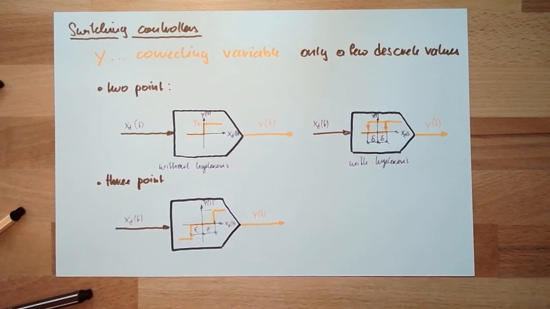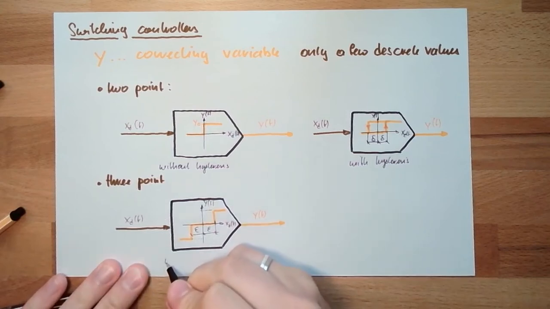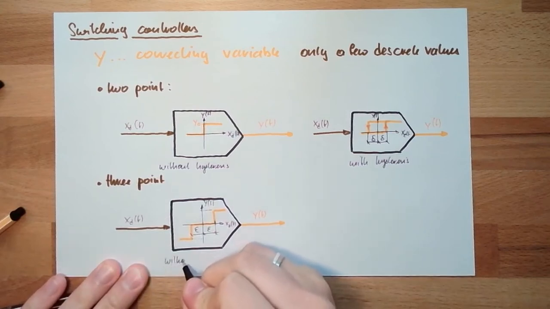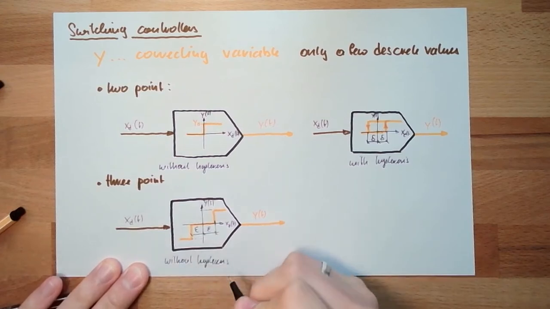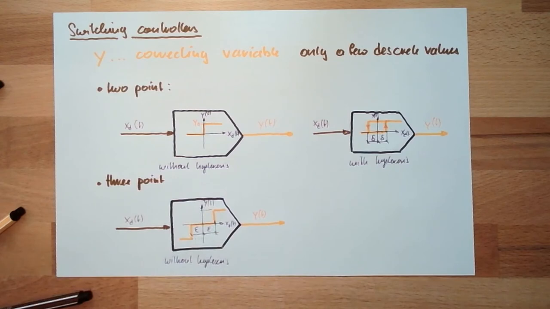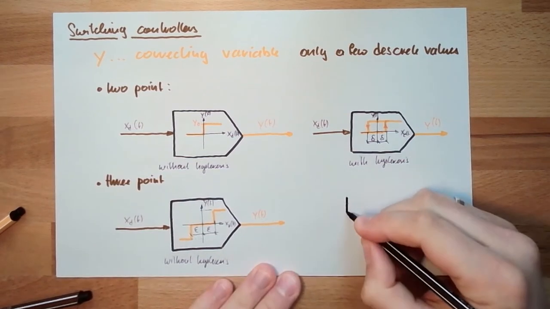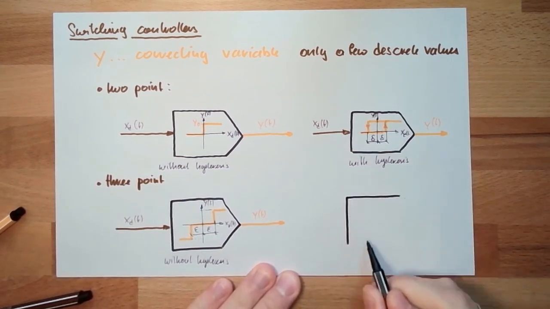And this particular one is also without hysteresis. Three-point controller without hysteresis. A three-point controller with hysteresis is also possible. So let's also draw it to have a full picture here.